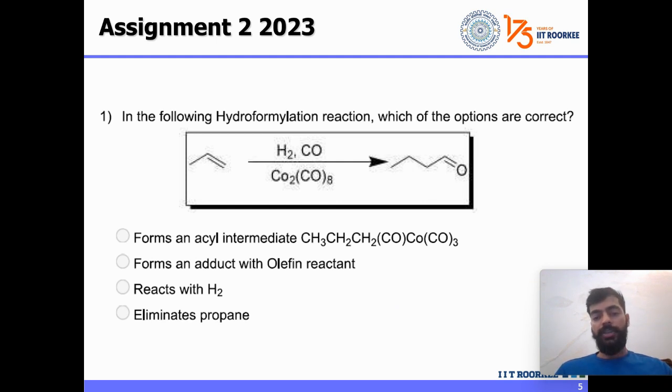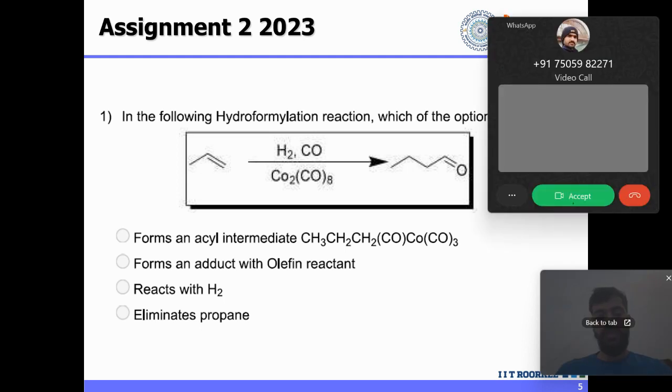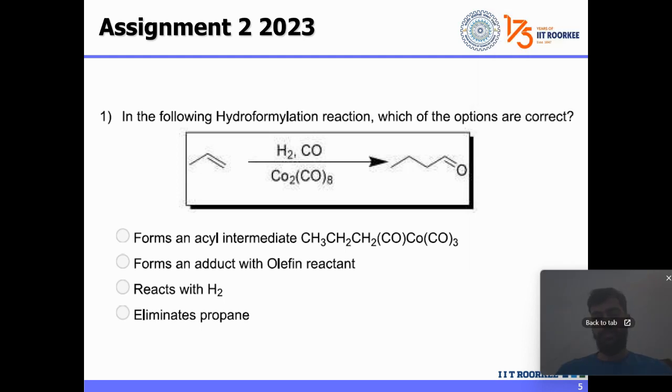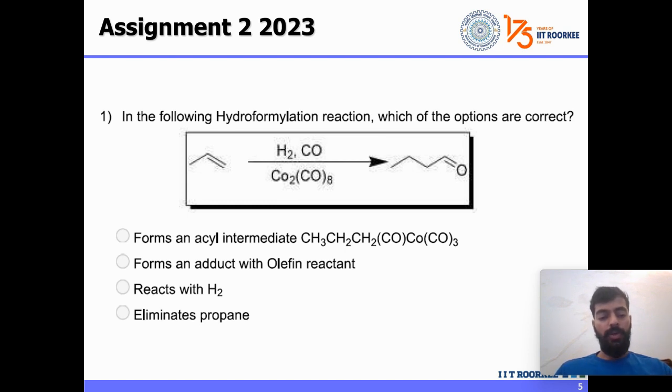In the following hydroformylation reaction, which of the options are correct? An alkene reacts in the presence of hydrogen and carbonyl with the cobalt complex. We have four options: forms acyl intermediate, forms an adduct with olefin reactant, reacts with hydrogen, eliminates propane. What may be the correct answer for this question? You have 2 minutes to solve this question. Then I will be introducing the catalytic cycle of this reaction.